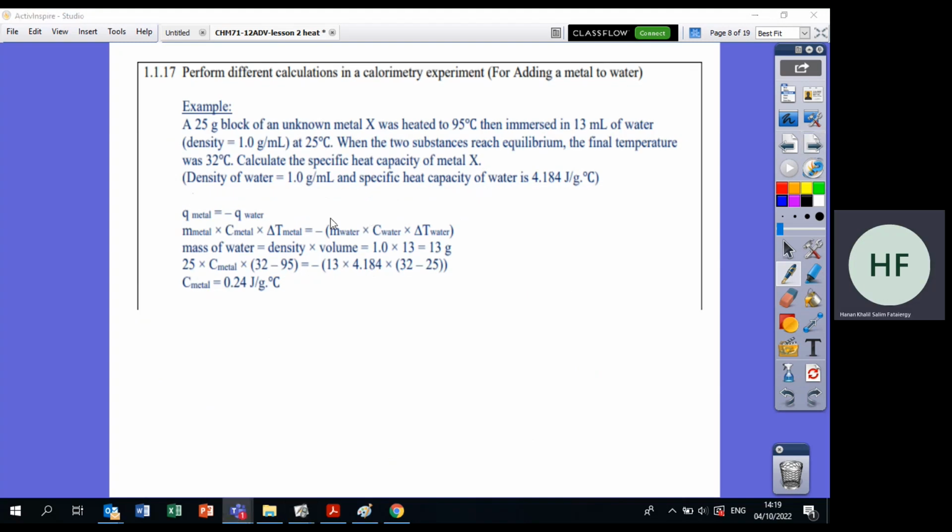Now try to pause the video and answer this question. A 25 grams block of an unknown metal X was heated to 95 and then immersed in water. So I have two things. I have a block and I have water, and I don't want to mix the two. Now, what information did he give you about the block? The mass of block is 25 grams, and it was heated to 95, so this is the initial temperature, and then immersed in 13 milliliters of water.